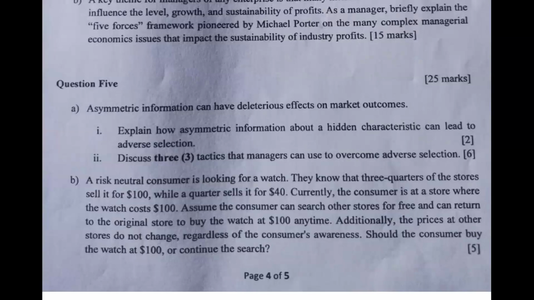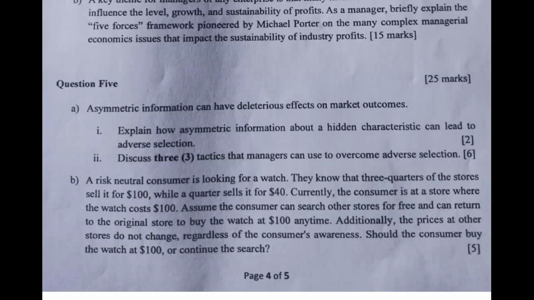We are looking at the past paper of 2024, and the question is question number 5. The question reads: asymmetric information can have deleterious effects on market outcome. Explain how asymmetric information about a hidden characteristic can lead to adverse selection.